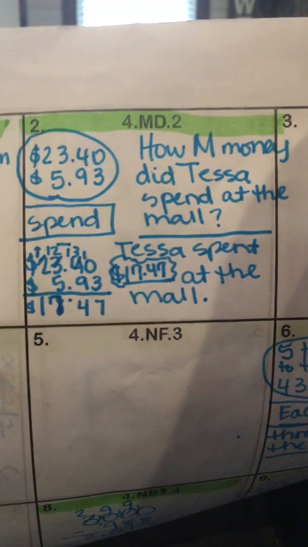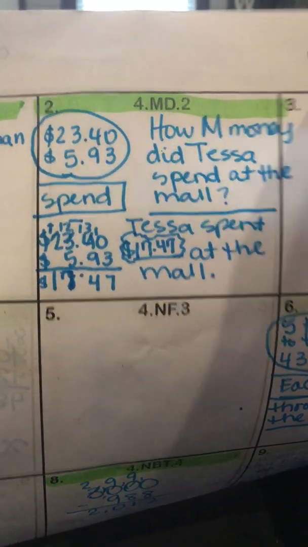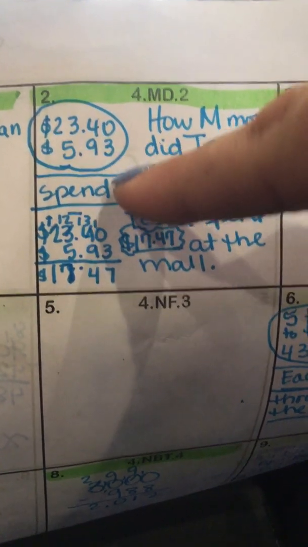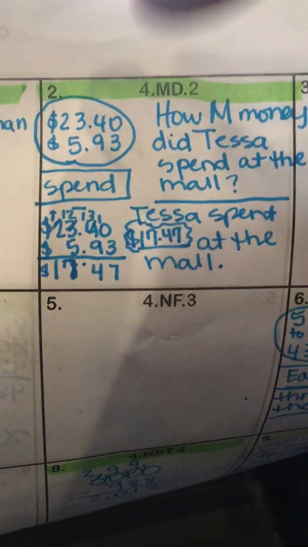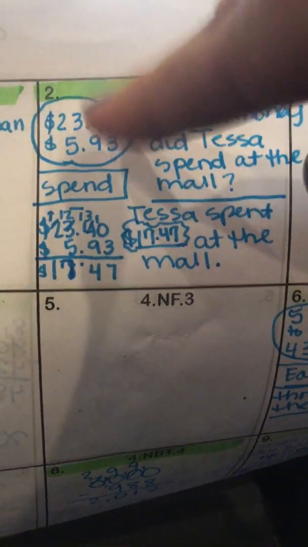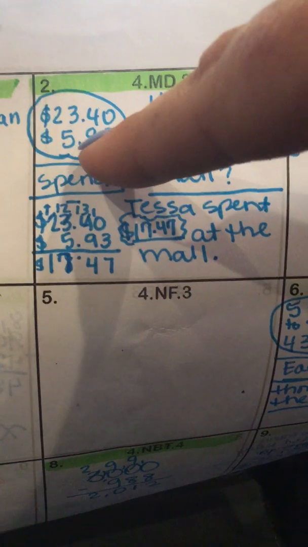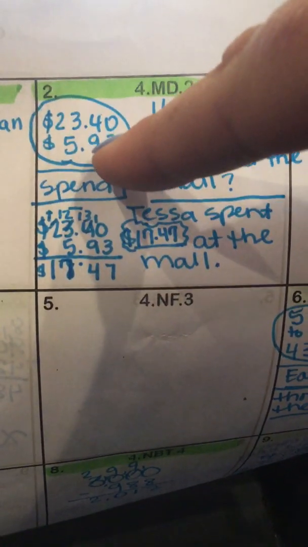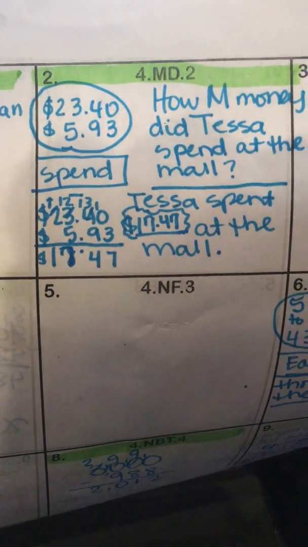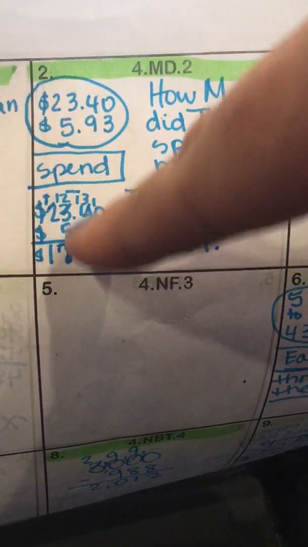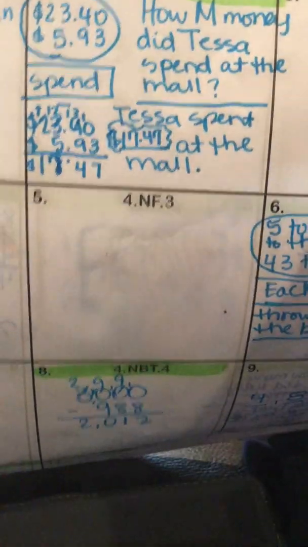This one that we have here is how much money did Tessa spend at the mall? The important word here was spend. Of course, you can have different values here. Maybe she had $24.30 and she spent or had $5.60 left. Of course, it's just going to be a subtraction problem. The word spend means subtract, and they would do the subtraction problem and then fill in that answer statement with the correct answer.